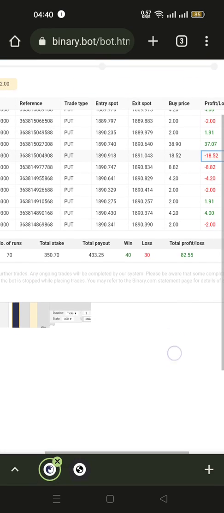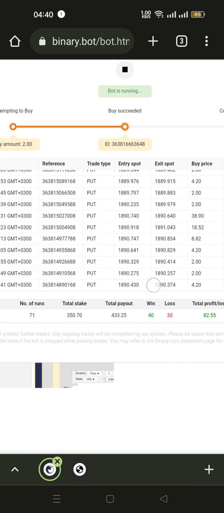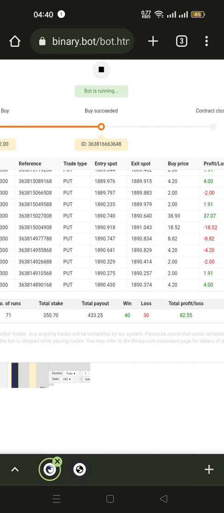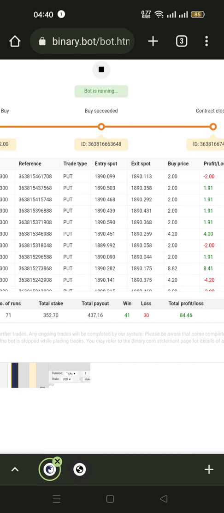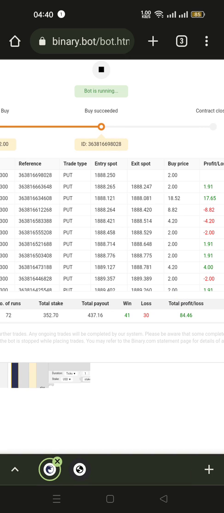So I'm running the bots to about, let's say, 100 total runs here, so that we can see which one is going to give us the highest number of wins and which one is going to give us the highest number of consecutive losses, so that we avoid that strategy at that time.